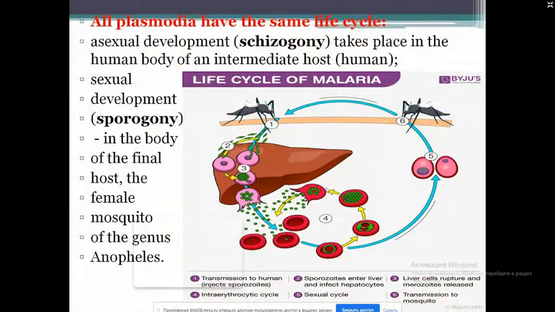All plasmodia have the same life cycle. Asexual development or schizogony takes place in the human body of an intermediate host, human. And sexual development, sporogony, in the body of the final host, the female mosquito of the genus Anopheles. So we have sexual transmission and asexual transmission in the human body, erythrocyte cycle and exoerythrocyte cycle in the liver.